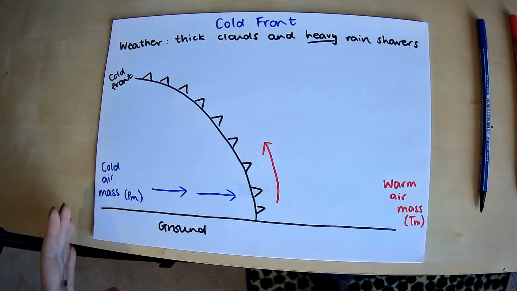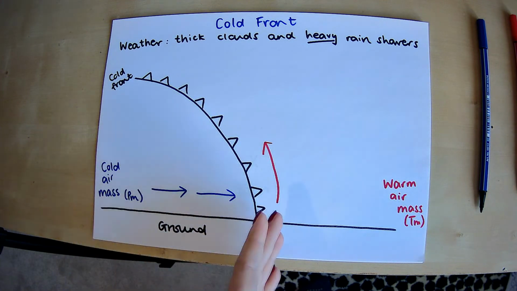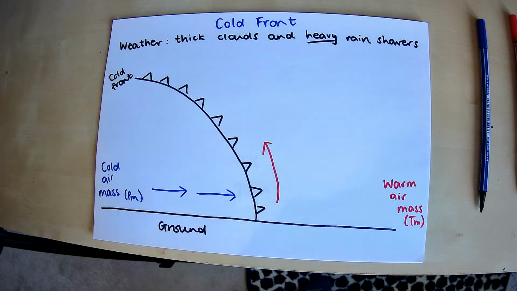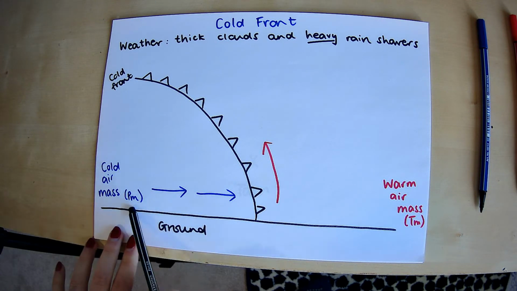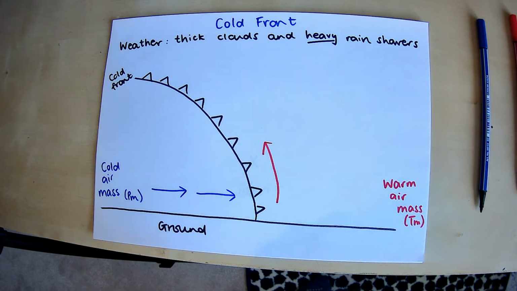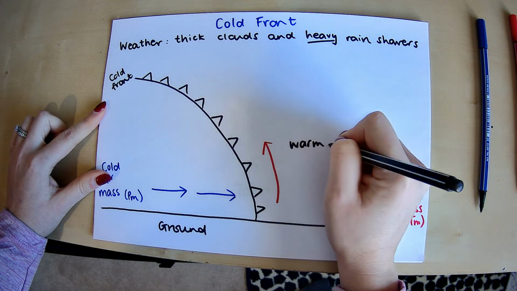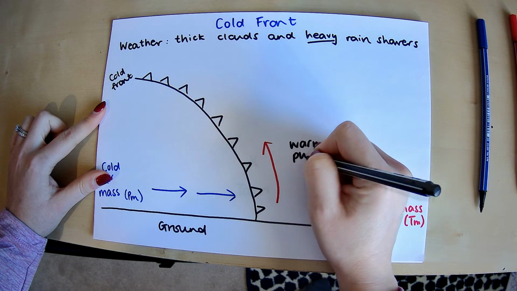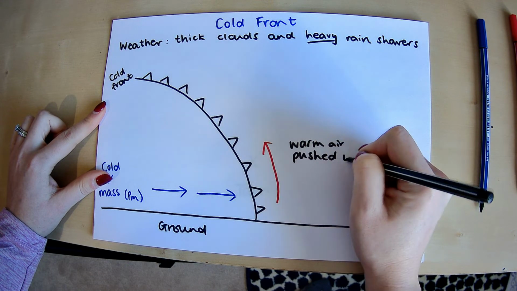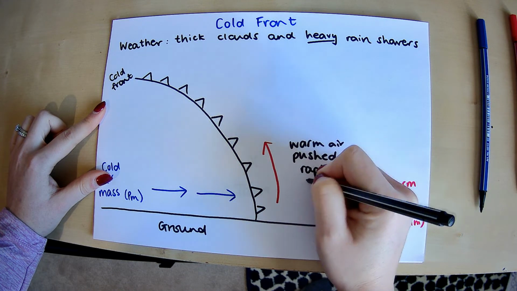So let's say that again. The cold air is pushing in to the warm air, and that forces the warm air to rise up. The cold air can't rise, it's too heavy, too dense, so it comes in and pushes up the warm air ahead of it. Now this warm air is pushed up rapidly, and if you look at that, it's much more rapid than the warm front.